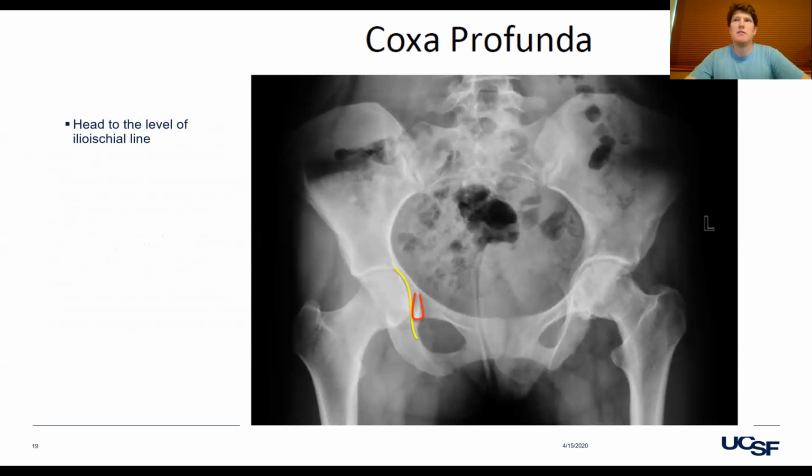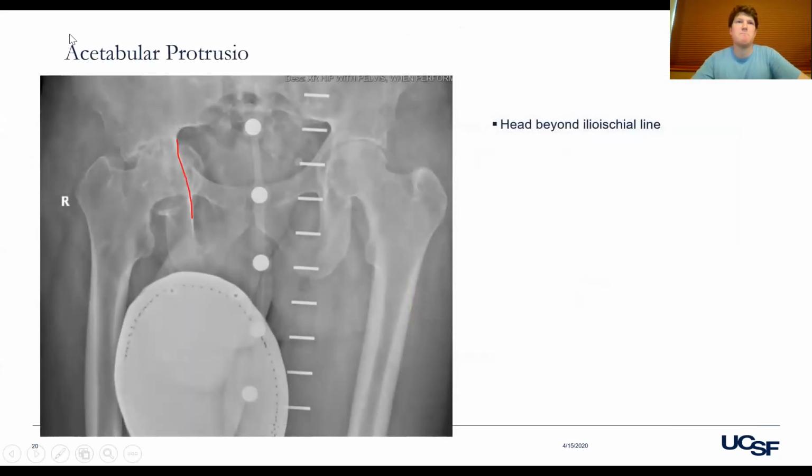This is just one of the things that often they'll test you on, the difference between coxa profunda and acetabular protrusio. With profunda, it's when the femoral head goes to the level of the ilioischial line. And then acetabular protrusio is just one step further, when the head is going beyond that ilioischial line. So this guy actually has protrusio on one side, profunda on the other side.